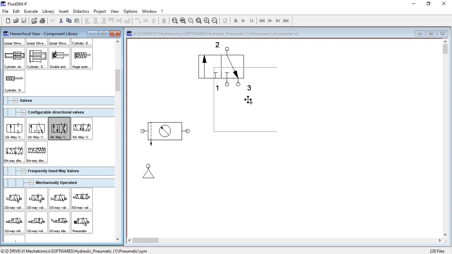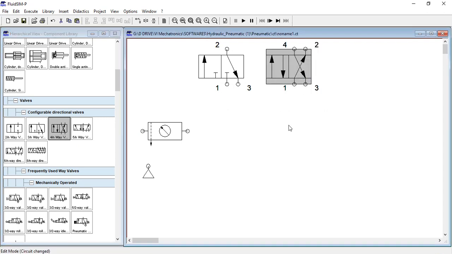Next, the mostly used 4 by 2. Now you can easily see why it is called 4 by 2. What does 4 stand for? Ports. So you can see here 1, 2, 3, and 4. 4 ports are there. Now how many squares can you see here? 2. So what is this valve? This is 4 by 2. Okay, a 4 by 2 direction control valve.